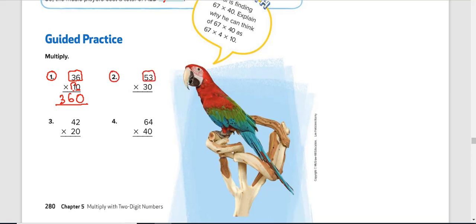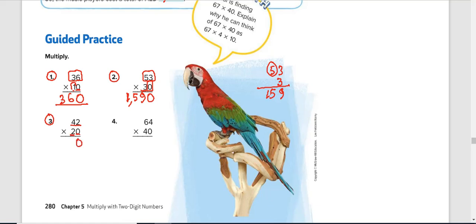Next, also question number 2. 53 multiplies the ones place digit 0. 53 times 0 is 0. Next, 53 multiplies 3. If you cannot get the answer straight away, write it out and do it. So 3 times 3, 9. And 3 times 5, 15. So that gives you 159. So final answer, 1590.